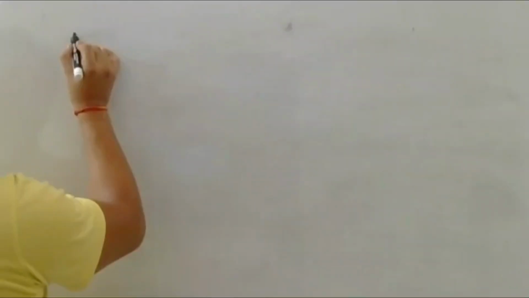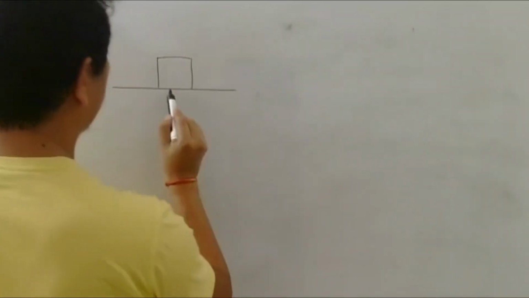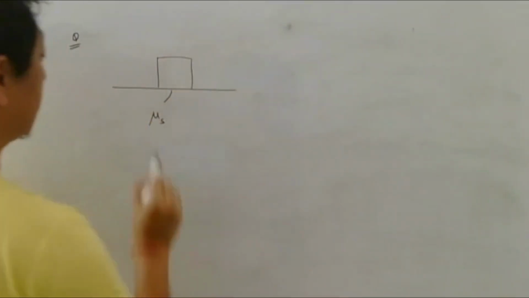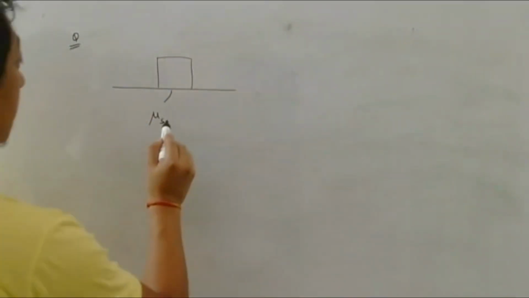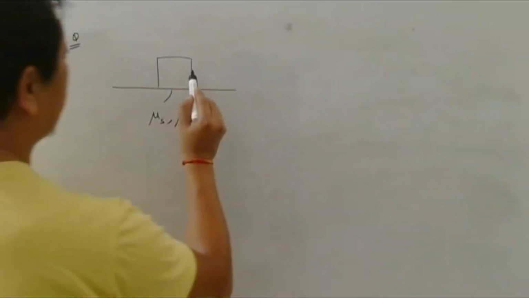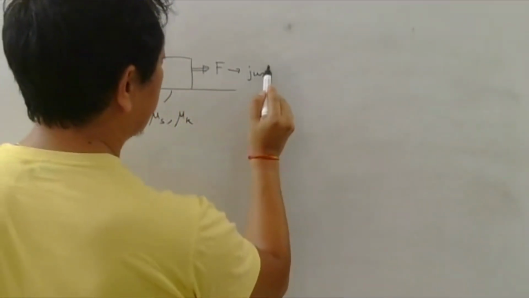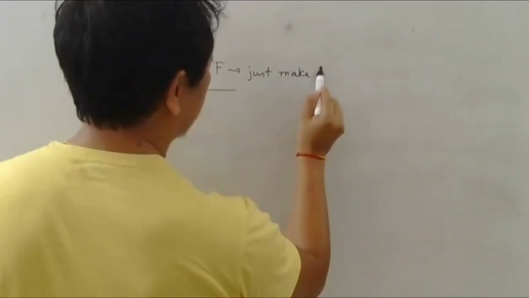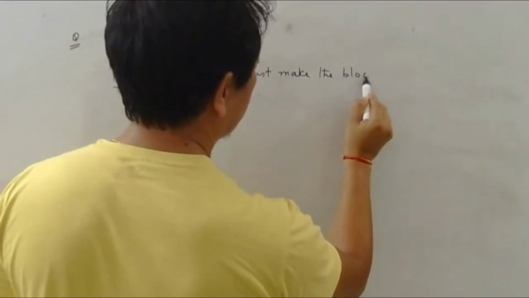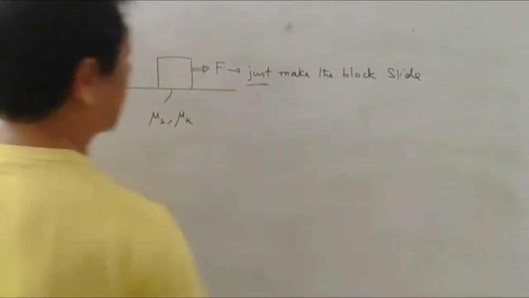Let's see another question. So here is a block. Here friction coefficient for static friction is mu s and coefficient of kinetic friction is mu k. You are applying a force which just makes the block slide. Here the most important word is just.